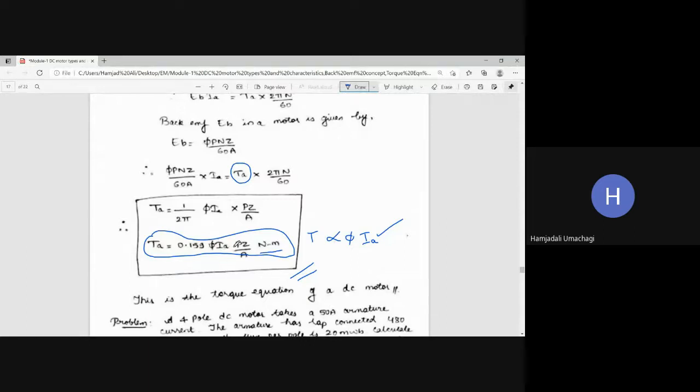torque is directly proportional to flux into armature current, and it all depends upon what type of motor you are dealing with. If it is a DC shunt motor, then flux will be constant. If it is a series motor, then what is that? Phi is directly proportional to ISC in the case of a DC series motor. Phi is directly proportional to the series field armature current.